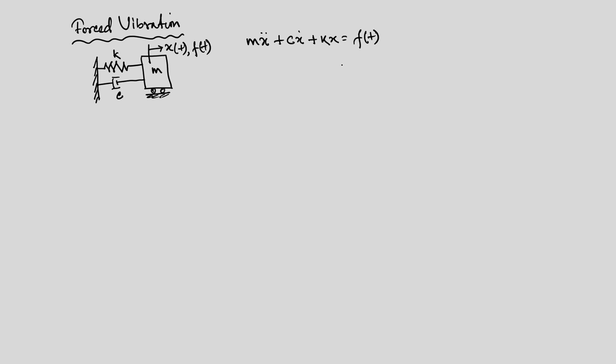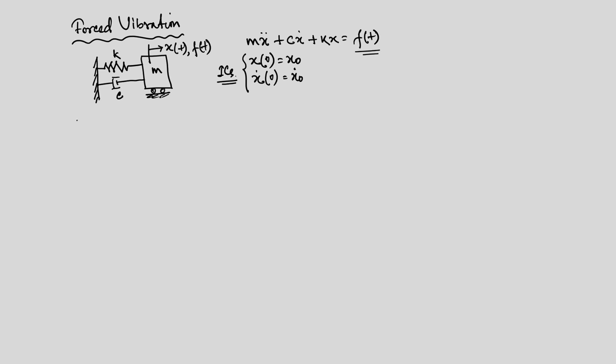Obviously, this has initial conditions defined at t equal to 0. So, x of 0 is x naught, and the velocity, that is x dot at t equal to 0, is also defined. So, these are the two initial conditions. Now, that is the problem statement. So, today we are going to solve this equation for a forcing function f of t.